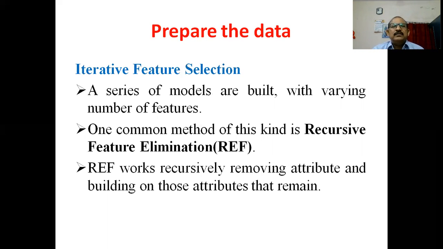One of the common methods in iterative feature selection is recursive feature elimination. This method starts with all features, builds a model, and then discards the least significant features according to the model. After that, it again builds a model with all features except the discarded features, and so on, until the prescribed number of features are left.